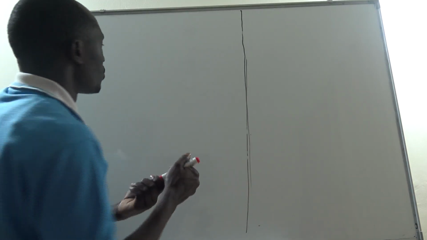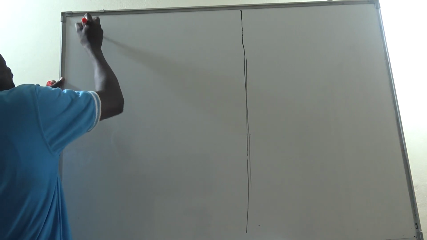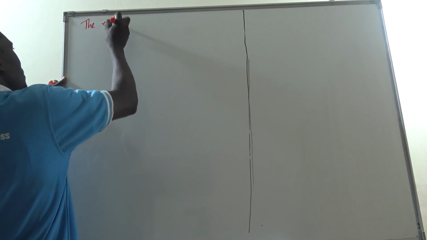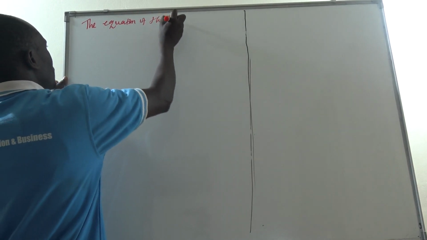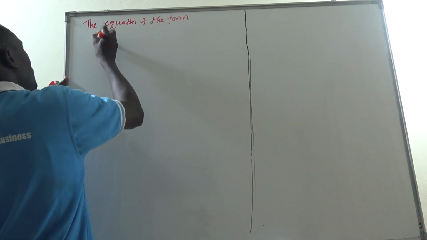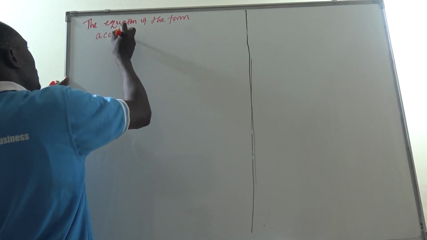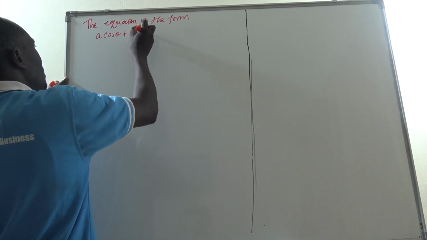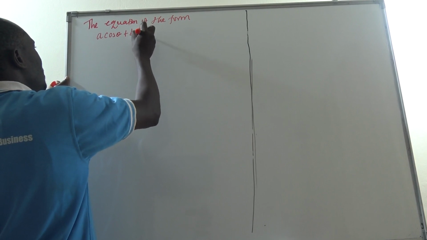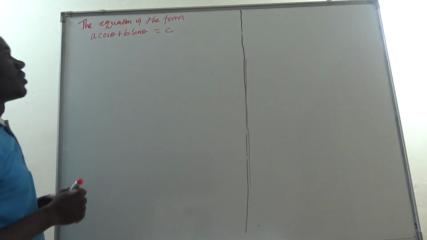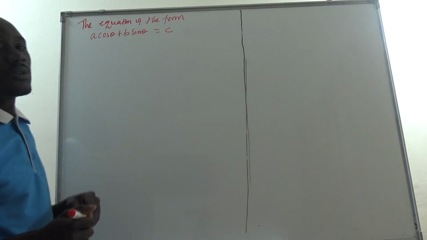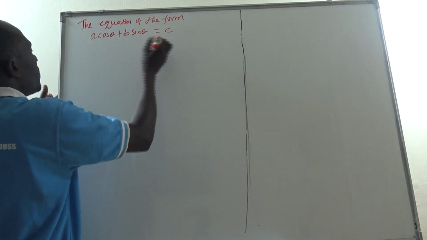Now this time around we are going to look at how to solve the equation of the form a cos theta plus b sin theta equals c. So when an equation comes in that form, we are looking at how we can solve an equation which has this form.